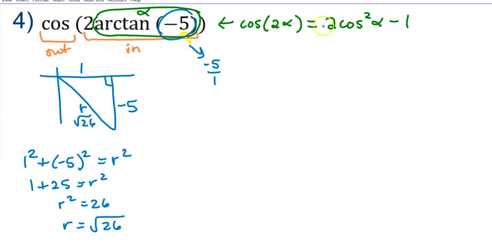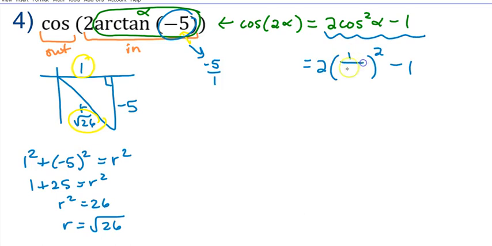Okay, now let's go back here. We're going to find 2 times cosine squared alpha minus 1. And that means 2 times whatever you get for cosine alpha squared, minus 1. So what do we get for cosine alpha? Well, looking back at the triangle, we have adjacent over hypotenuse for cosine, 1 over square root 26.